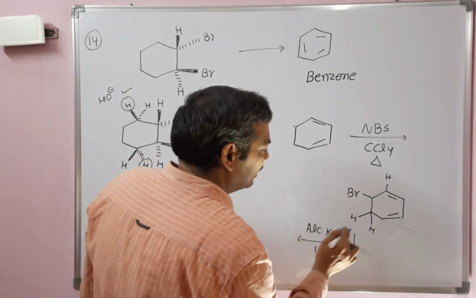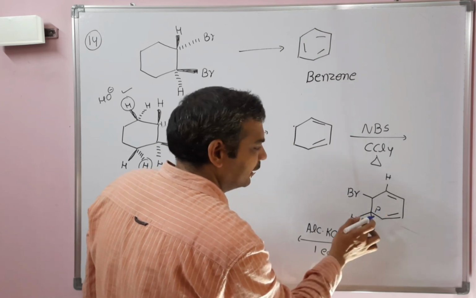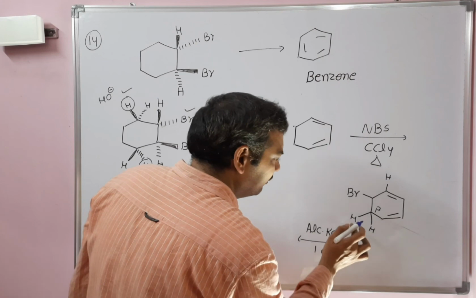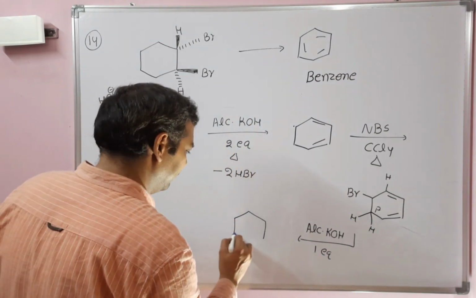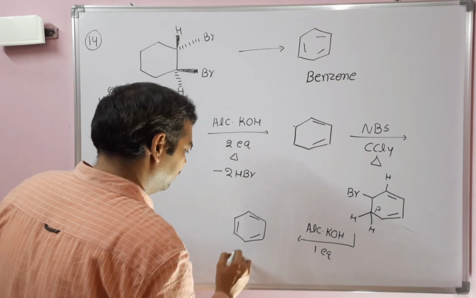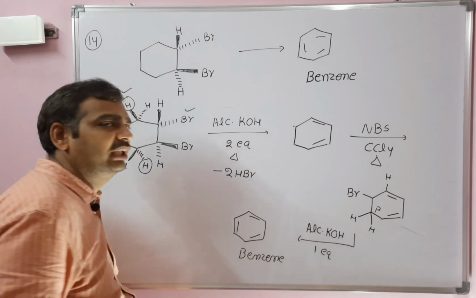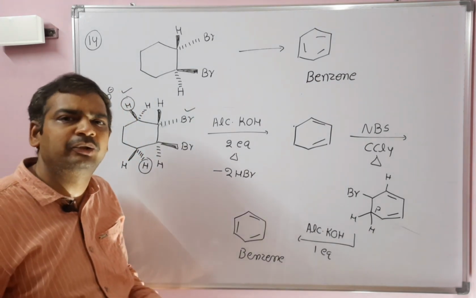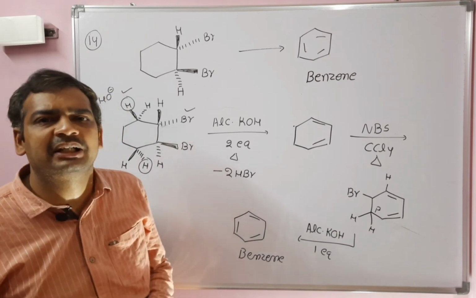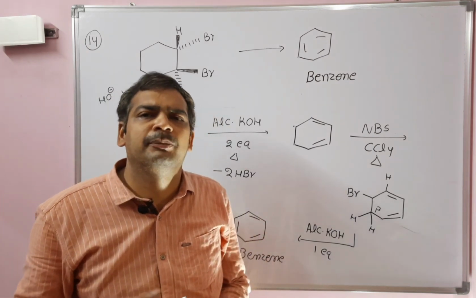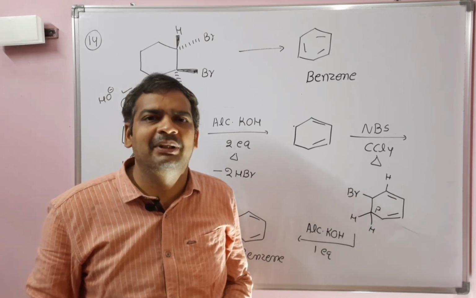Since we are using alcoholic KOH, it will definitely take the beta hydrogen on the sp3 hybridized carbon. The base abstracts any one of these hydrogens, and finally we get a double bond on this side, giving benzene. So this is a way to convert 1,2-dibromocyclohexane into benzene. This is about E2 elimination reactions, advanced problems. We have covered most of the examples. So read well, follow the class, all the very best. Thank you.